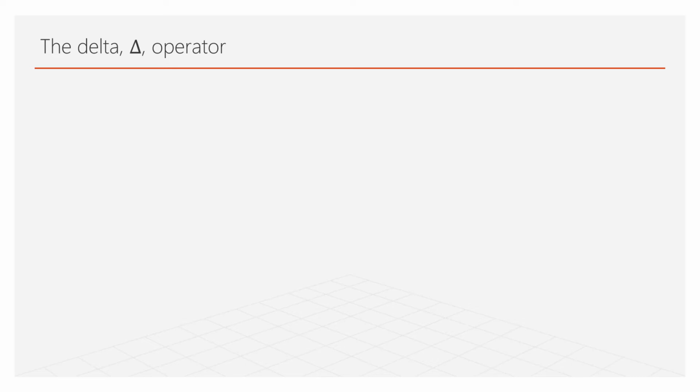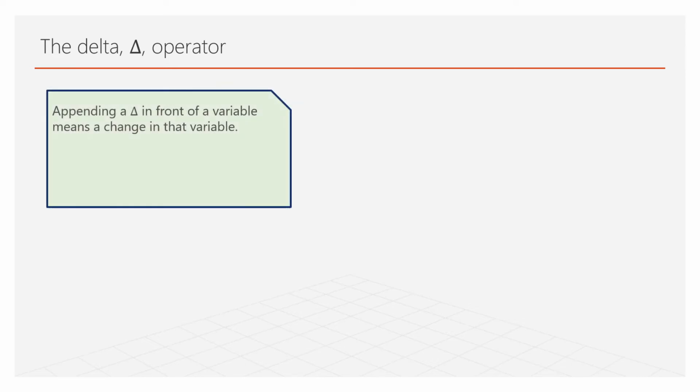Let's now discuss the delta operator. Delta is a Greek letter, and here we are using the capital version of the delta letter. Appending a delta sign in front of a variable means a change in that variable, not just the variable itself. So for example, delta x means change in x. Delta t means change in t. And delta v means change in v.